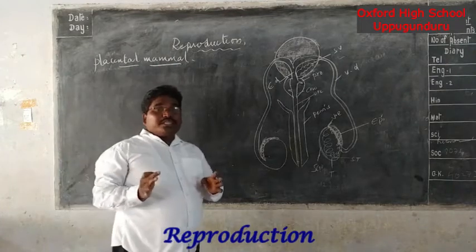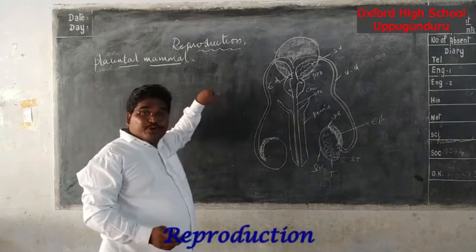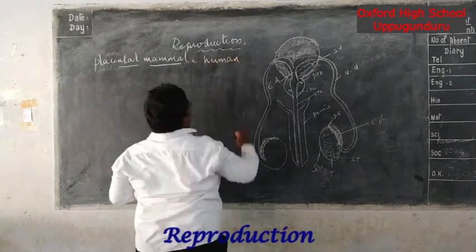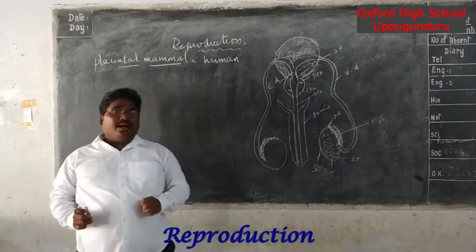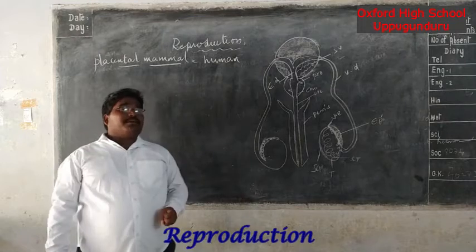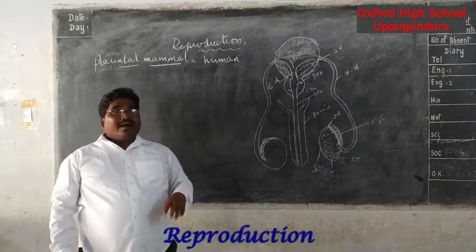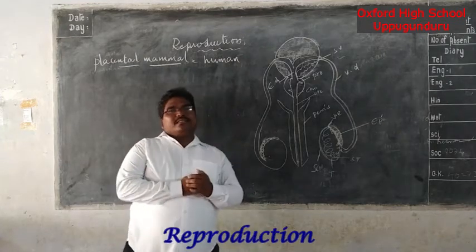When we discuss sexual reproduction in the placental mammal like human beings, it is very important to know about the different types of parts that are present in the male and female reproductive organs, and their functions. Do you understand?